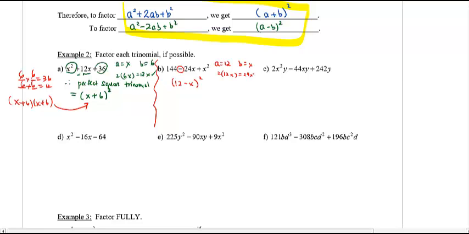Part C. What do I always say? I say a lot of things, I know. But I always say factor out the greatest common factor first. So let's go ahead and do that, please. The greatest common factor I see here is 2y, left with an x squared, minus a 22x, plus a 121.